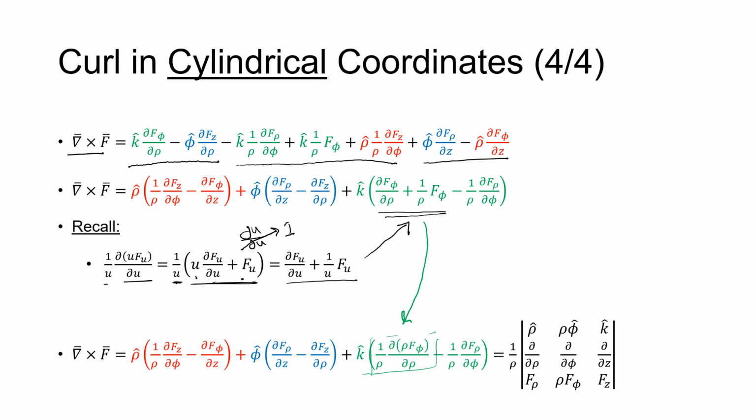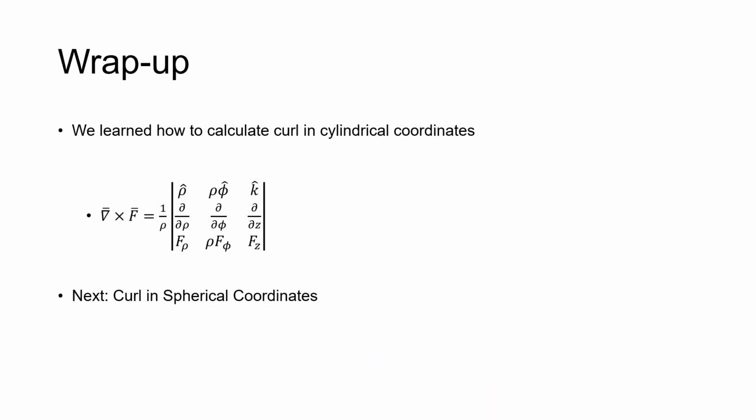Finally, this equation is a little bit difficult to remember, so what we do is we have a matrix representation here for you to easily memorize this one. So this is to summarize. Here we have learned how to calculate the curl in cylindrical coordinates. We have learned the matrix form, which is easy to memorize, and in the next video we'll deal with the curl in spherical coordinates. Thank you.